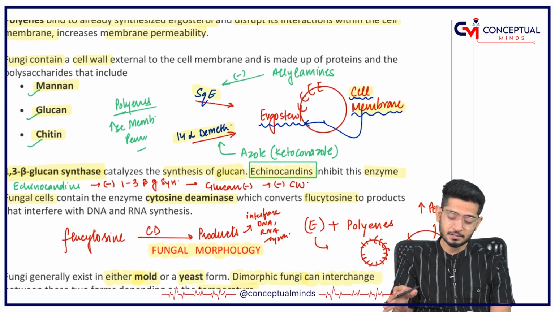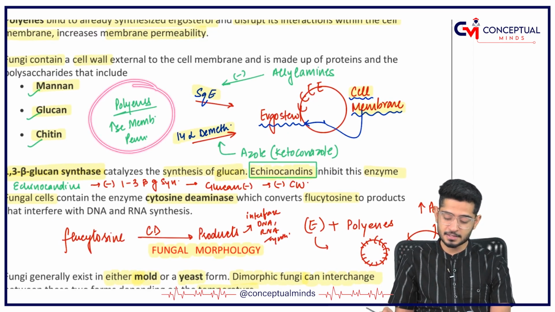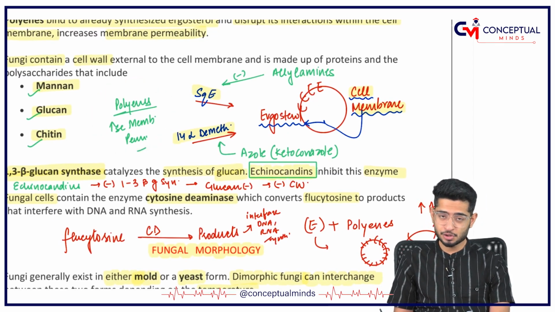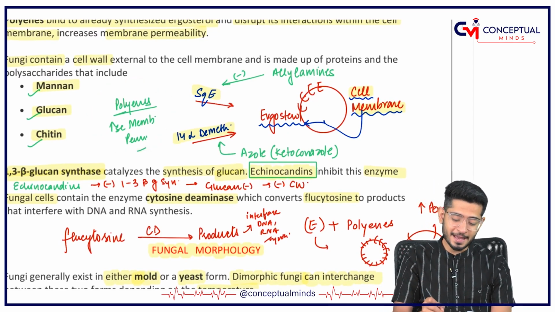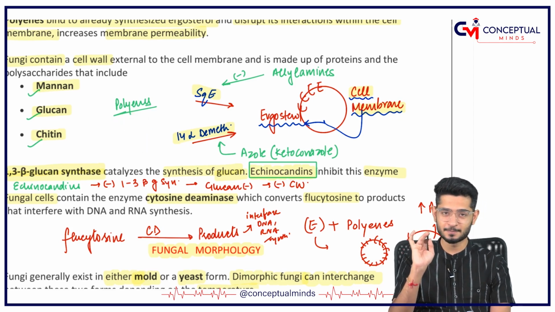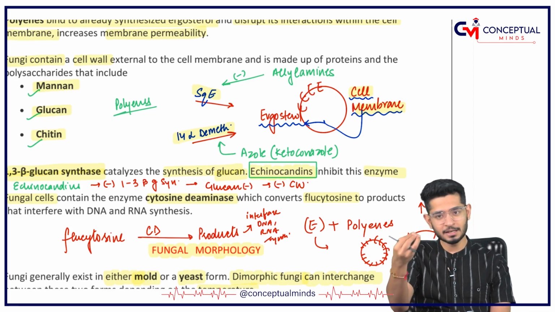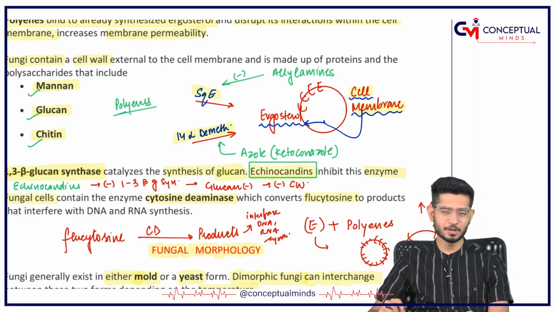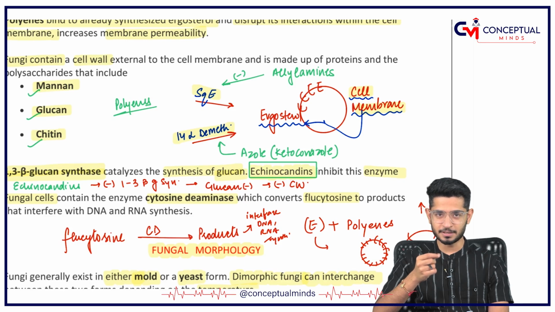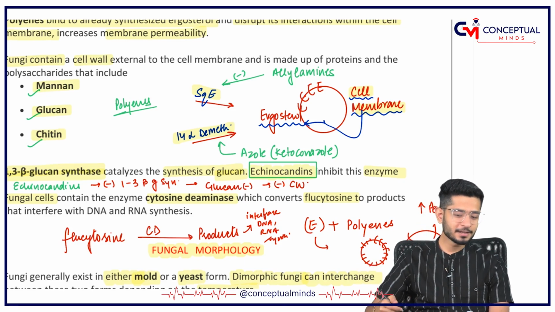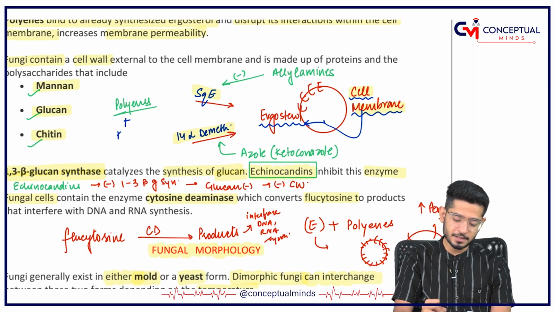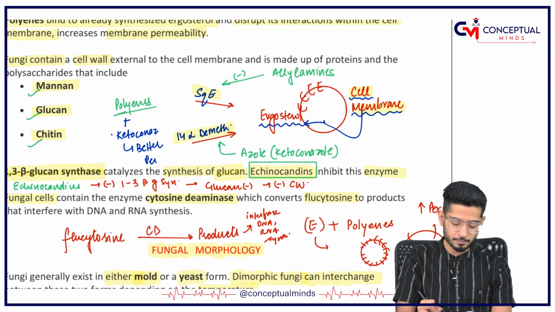So polyenes are going to increase the membrane permeability. That is why with any antifungal drug, we combine polyenes so that the drug can penetrate better, because polyenes are increasing the membrane permeability. So the other drug will go in better. For example, you combine polyenes with ketoconazole. Polyenes increase the permeability and ketoconazole can go in better. So it will show better penetration.